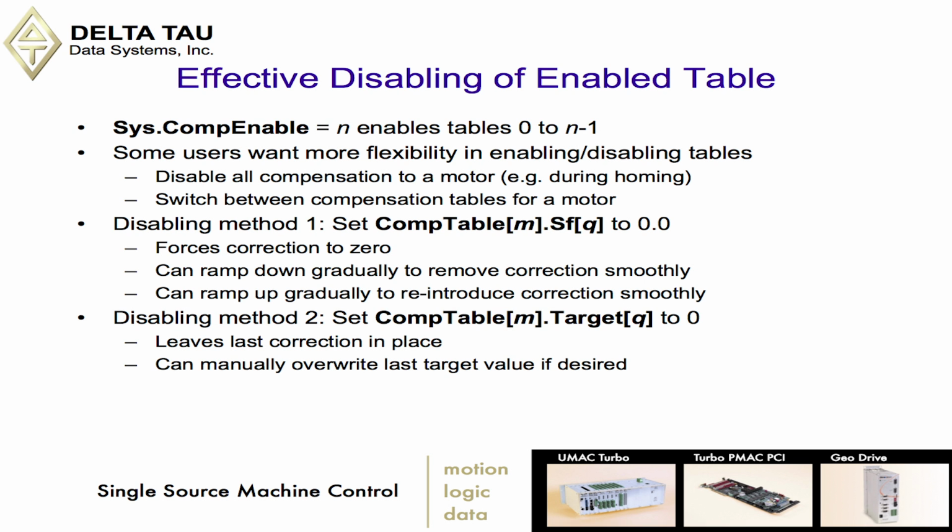Now, when you use the scale factor, it forces the correction to 0, but it can ramp down gradually, and it can ramp up gradually when you turn that back on. The second method just leaves the last correction in place because you've stopped outputting to the compensation register. Remember, this just sets the scale factor to 0. This actually points the output away, and whatever was the last value in the compensation register stays there. And you could overwrite that if you wanted to yourself manually.